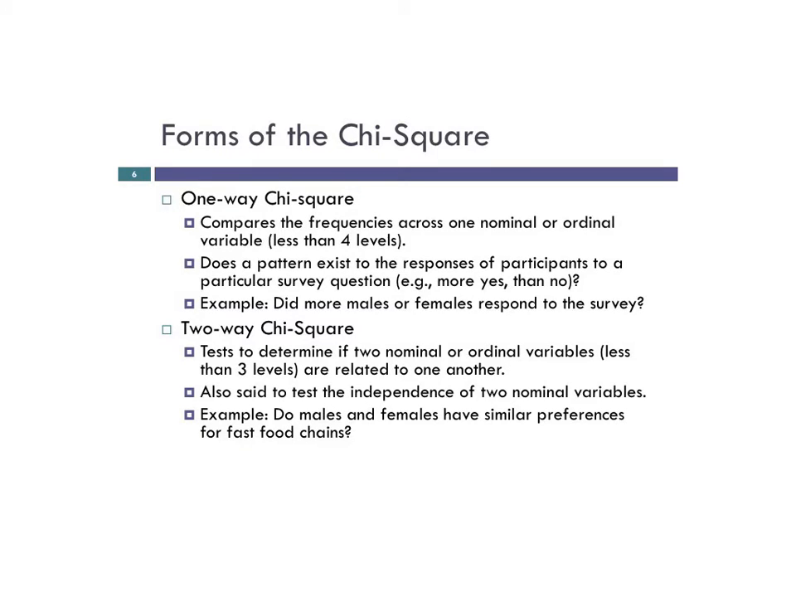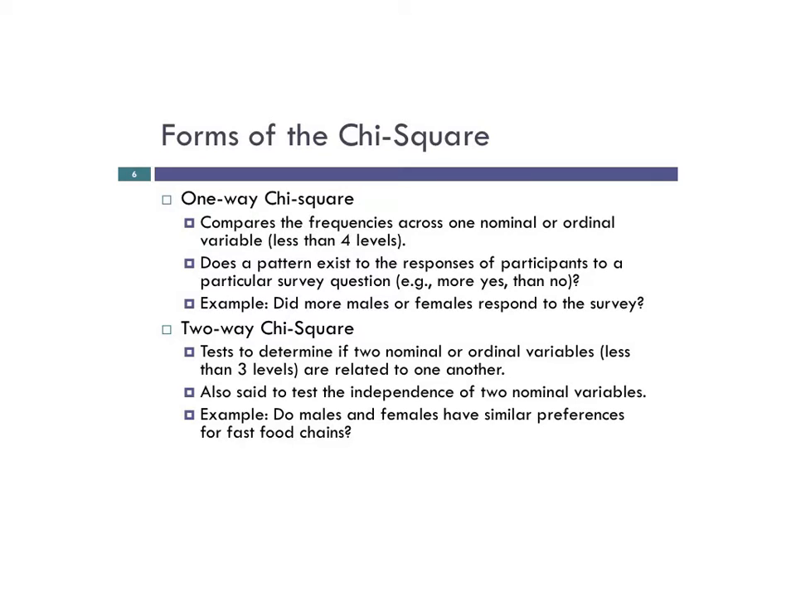Now, there's two forms of chi-square, a one-way and a two-way. A one-way chi-square compares frequencies across one nominal or ordinal variable, ideally with less than 4 levels. So that would be something like division 1, 2, and 3 would be the levels, NCAA division would be the variable. A question might be, does a pattern exist to the response of participants to a particular survey question? Are there significantly more yeses than nos? Are there significantly more females or males that responded to a survey?